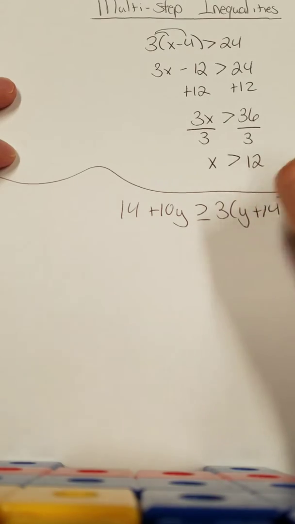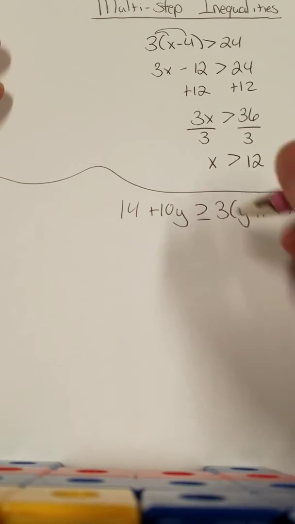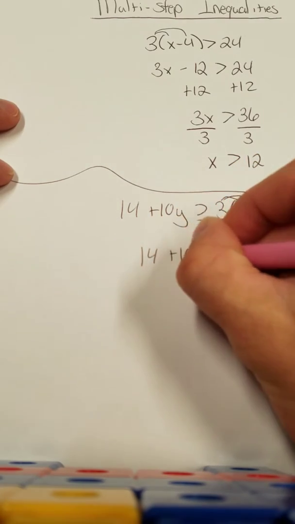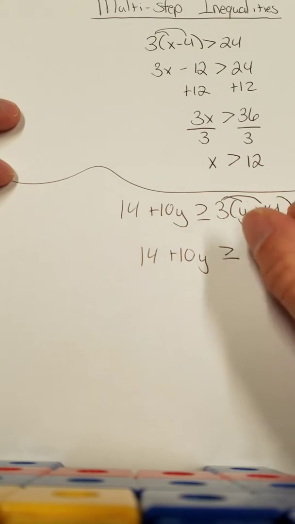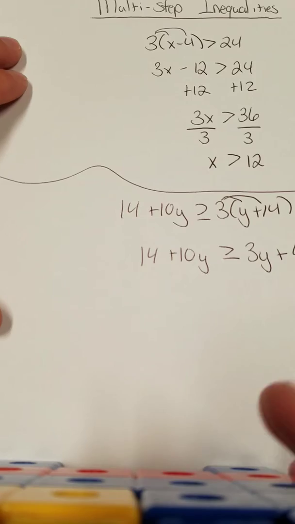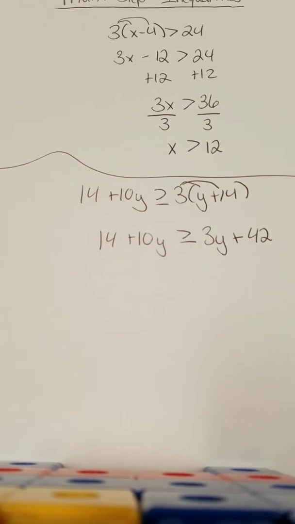This one has a variable on both sides, but again, we know how to deal with this. Take the 3, distribute it. So you get 14 plus 10y greater than or equal to 3y plus 42. Slide that over so you can see it.